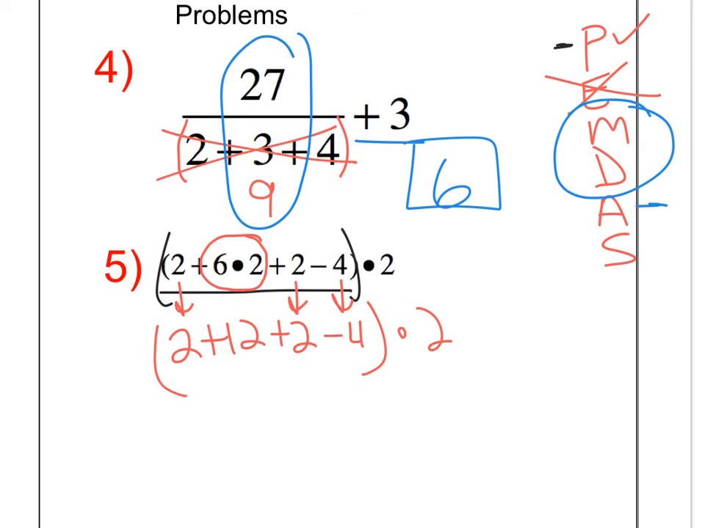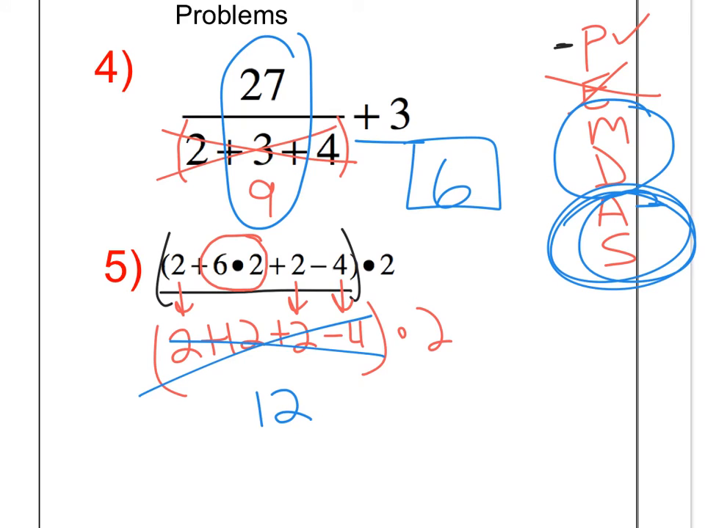We still have our parentheses. So we're now inside the parentheses. All I have left is addition and subtraction. And like I said before, you can add and subtract in any order you want. So we're just going to go from left to right here. 2 plus 12 gives me 14. 14 plus 2 gives me 16. And 16 minus 4 gives me 12. So this becomes 12. And now we have 12 times 2. That's our last operation. 12 times 2 is 24. So that's our answer to this problem.